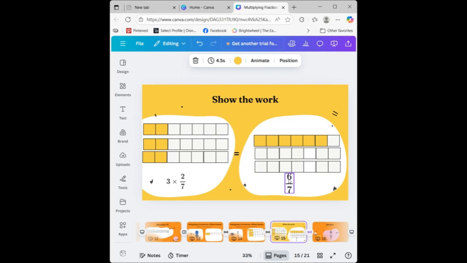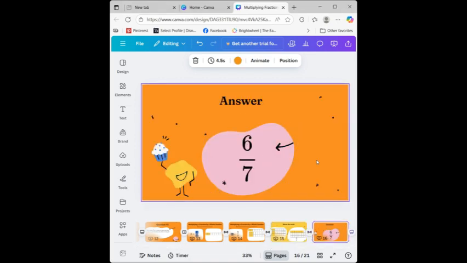And we see that it is 3 times 2 sevenths because it is still in 3 groups. And we could have figured this out by just adding all the shaded in parts over here. So, because we have 1, 2, 3, 4, 5, 6 shaded in, the answer is 6 sevenths.